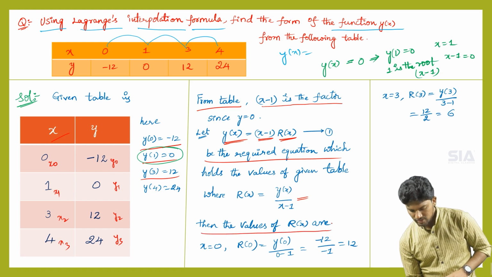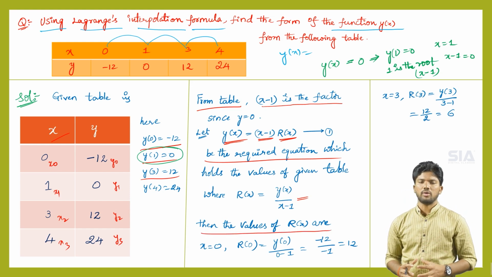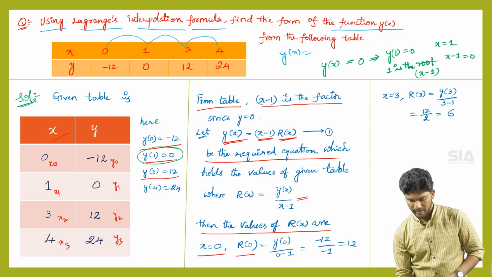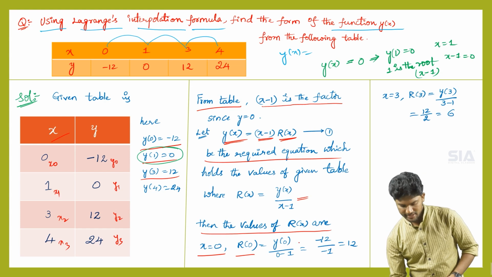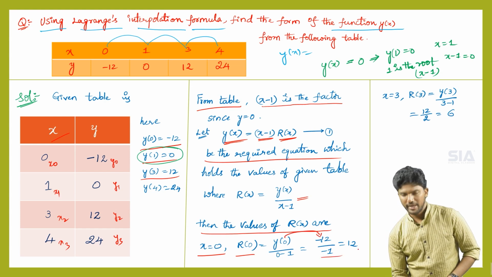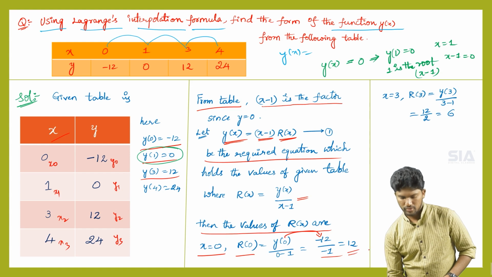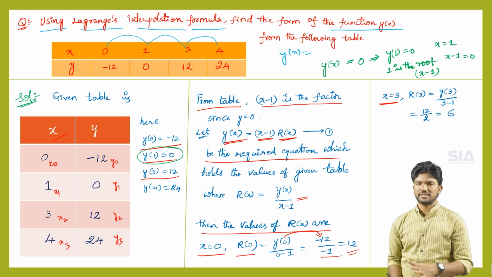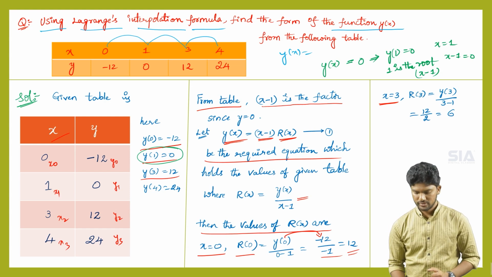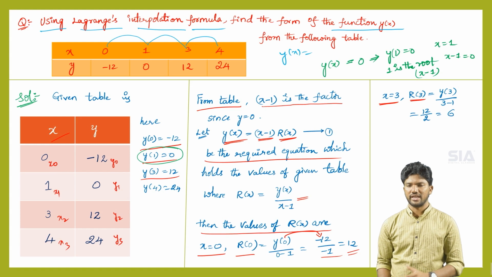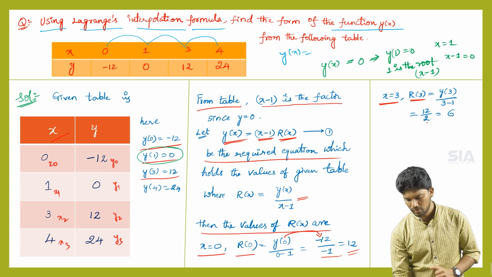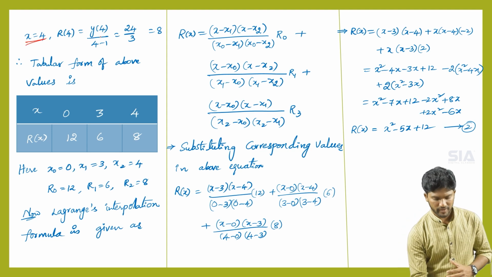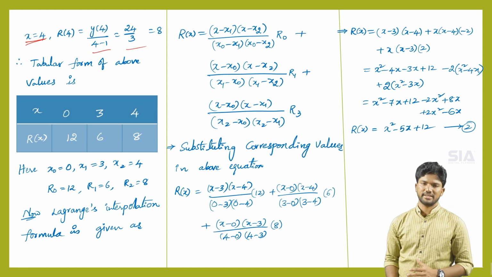The values of capital R of x can be obtained as follows. Substituting x is equal to 0, R of 0 is equal to y of 0 by 0 minus 1. What is the y of 0 value? Minus 12 by minus 1, that is equal to 12. Therefore R of 0 is equal to 12. We have already taken x is equal to 1, and next x is equal to 3. For x is equal to 3, R of 3 is equal to y of 3 by 3 minus 1, which is 12 by 2, equal to 6. Next, for x is equal to 4, R of 4 is equal to y of 4 by 4 minus 1, that is 24 by 3, equal to 8.